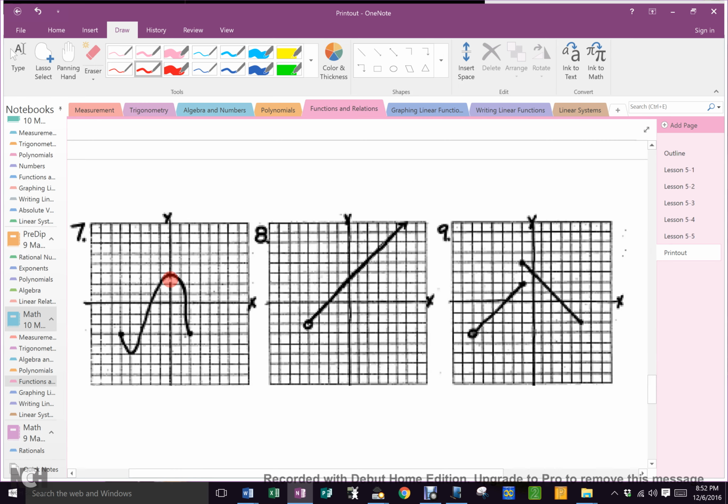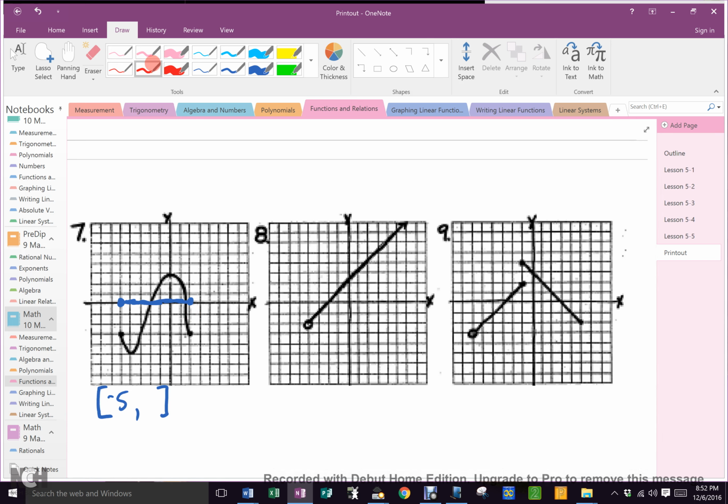This is a good one too. Start with your x's. Starts there, and it goes all the way along to there. So 1, 2, 3, 4, 5. Negative 5 included. Positive 2 included.